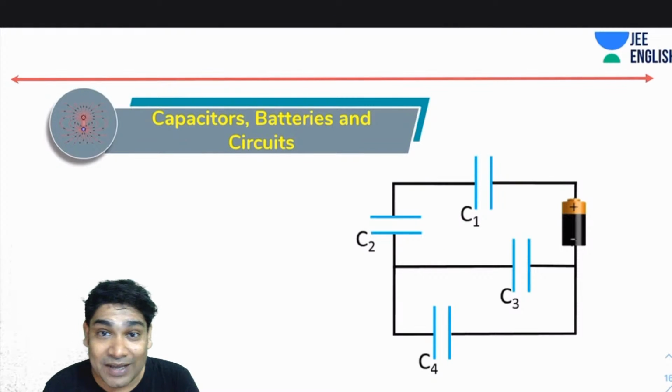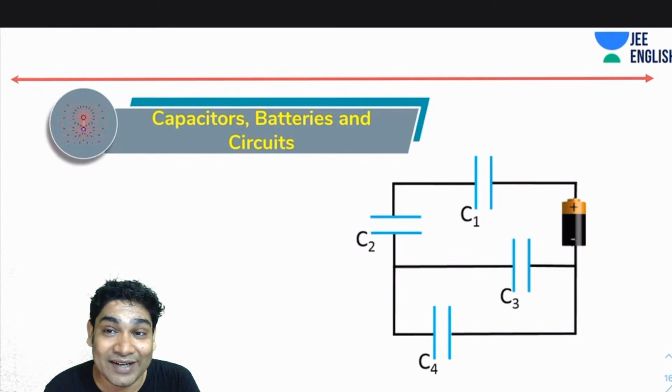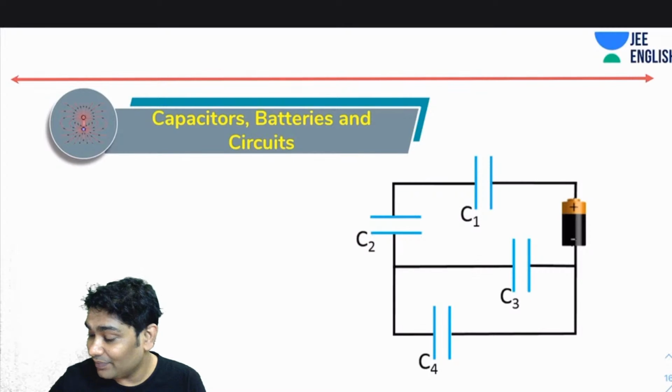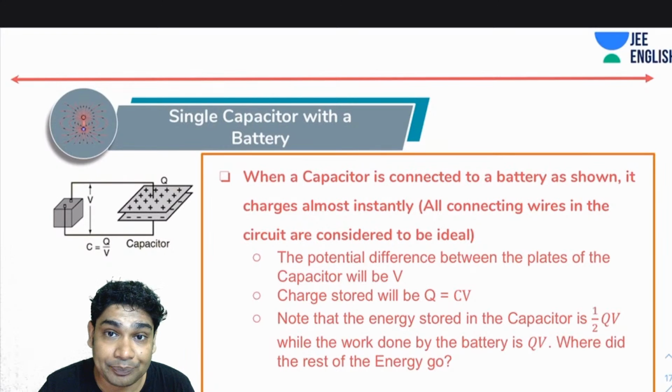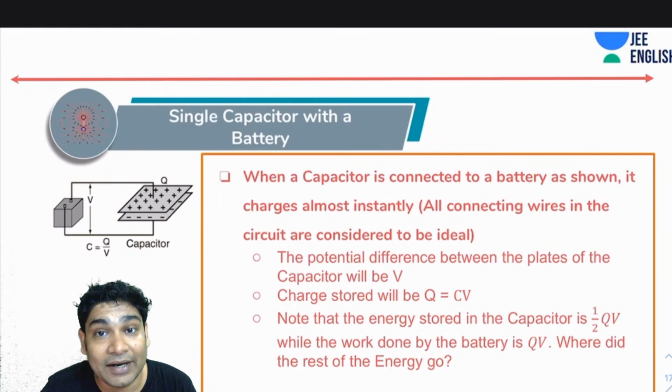Capacitors, batteries and capacitors in circuits. Alright, so when you have many capacitors connected to batteries, how are the capacitor circuits looking like? First of all, let's take the simplest case. Let us see what happens to a single capacitor with a battery. When I connect a single capacitor to a battery, what will happen?